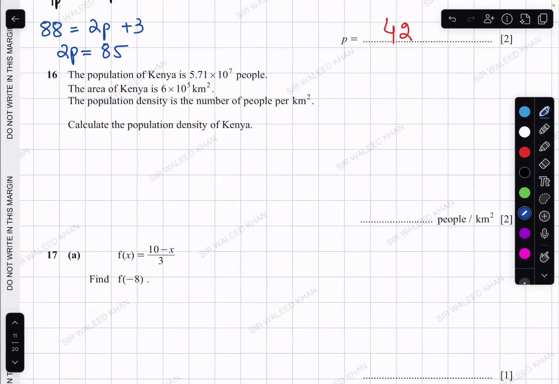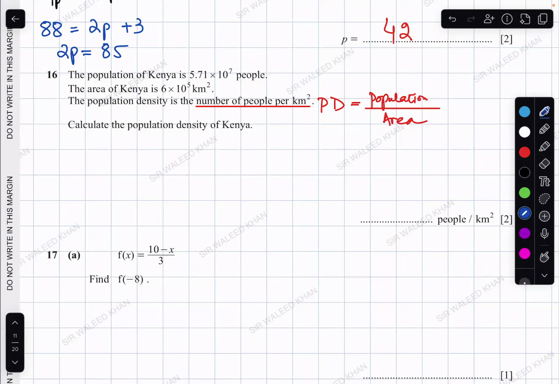Okay, the population of Kenya is this much. The area of Kenya is this much. The population density is the number of people per kilometer square. So sometimes they give you the formula through a sentence. Population density is equivalent to the population over the area. This is what they just said. Population density is the number of people per kilometer square. So population divided by area.